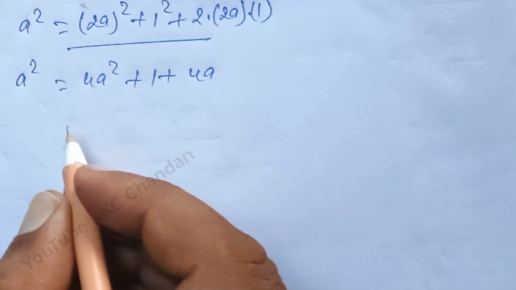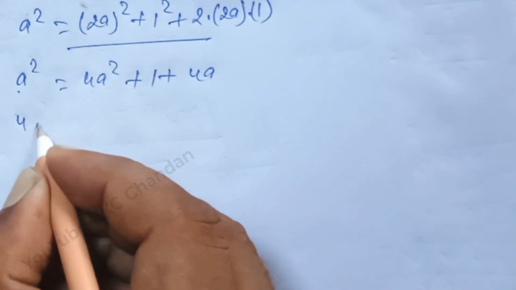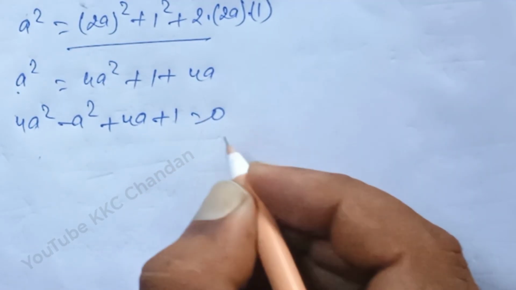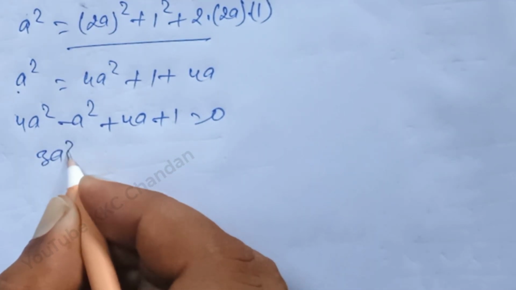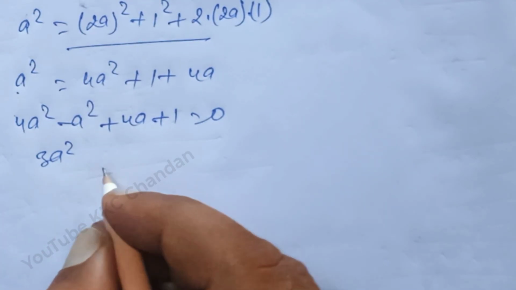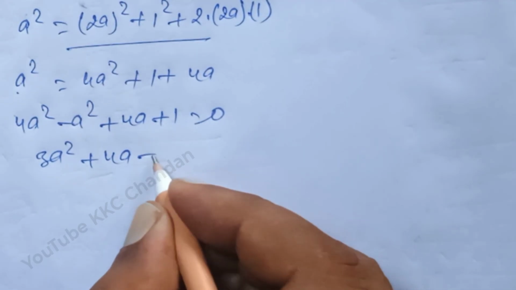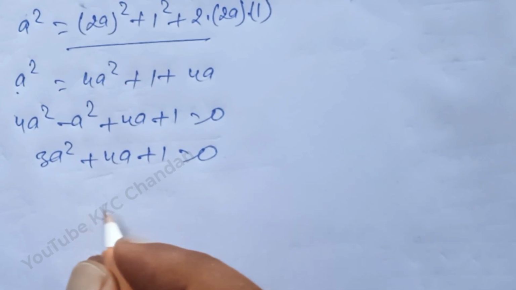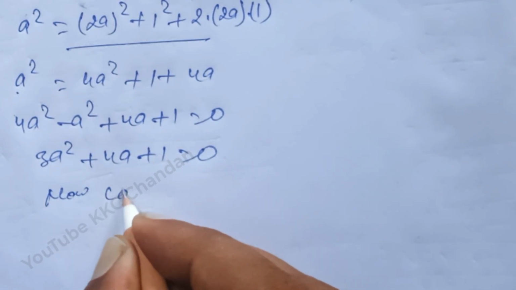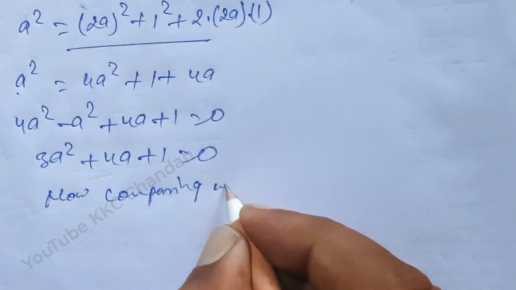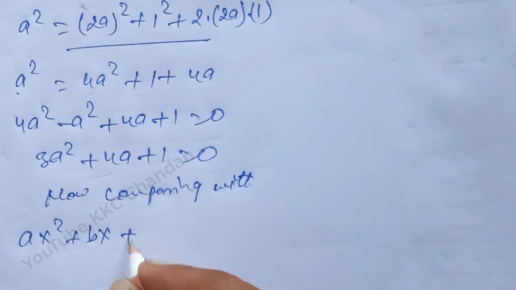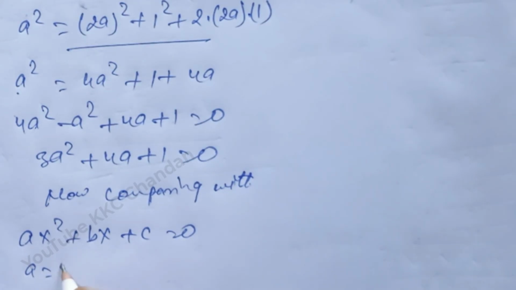After that, see here, this comes to this side, means 4A square minus A square plus 4A plus 1 is equal to 0. Therefore, 4A square minus A square means 3A square plus 4A plus 1 is equal to 0. See here, this is quadratic equation form. So now comparing with ax square plus bx plus c is equal to 0, see here, a is equal to 3, b is equal to 4, c is equal to 1.